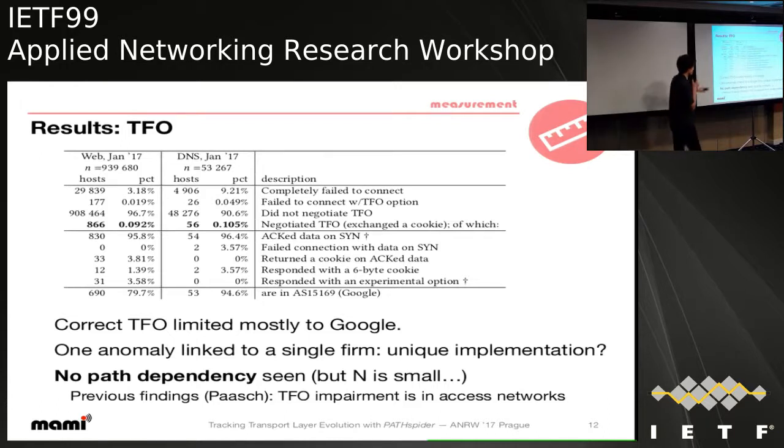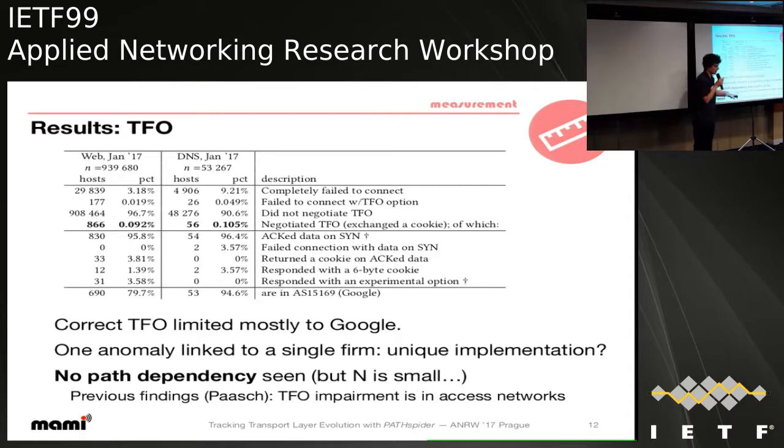And there's this one firm, it's here on the table, it has 14 IPs that actually respond with a non-standard TFO implementation. They send a 6-byte cookie where everyone else sends an 8-byte cookie. They're also all linked to the same Spanish insurance company, so I have no idea why they want to do that.